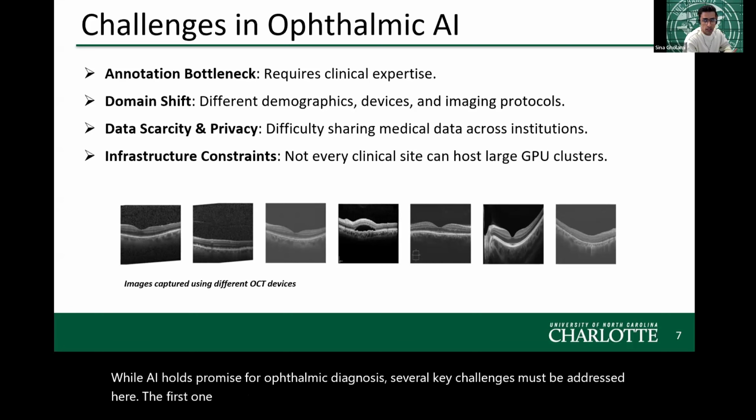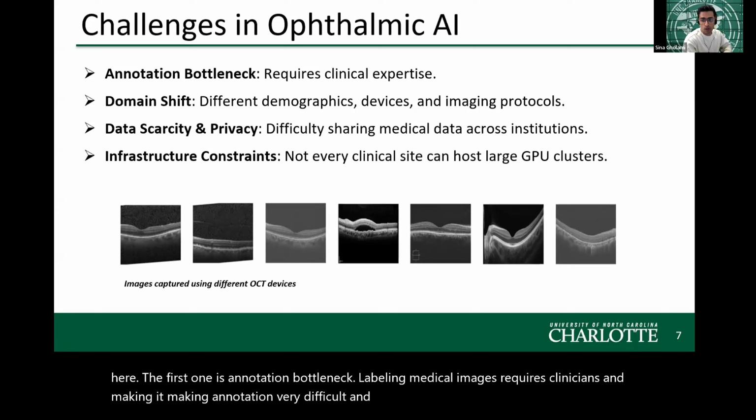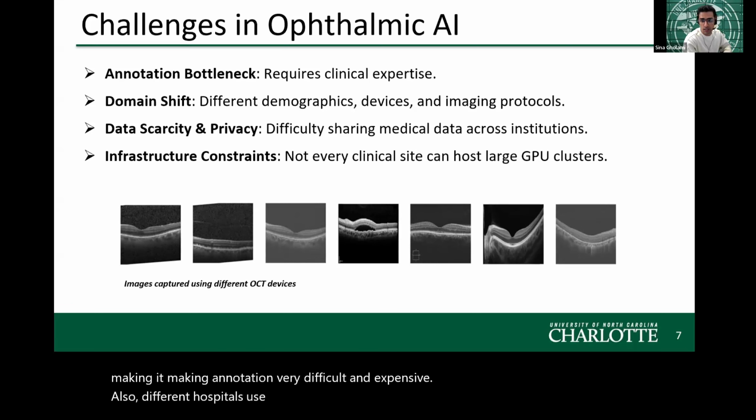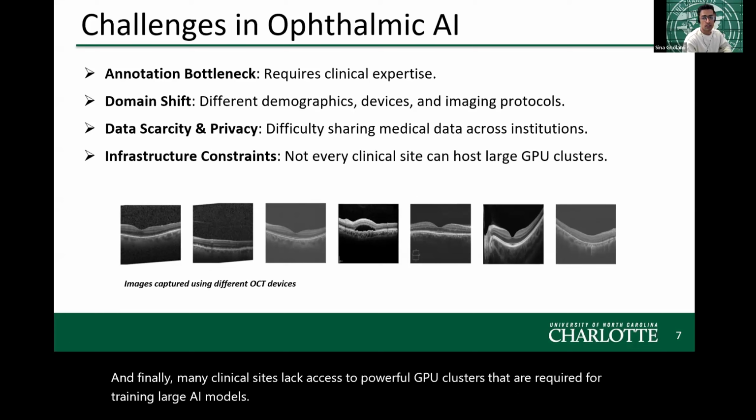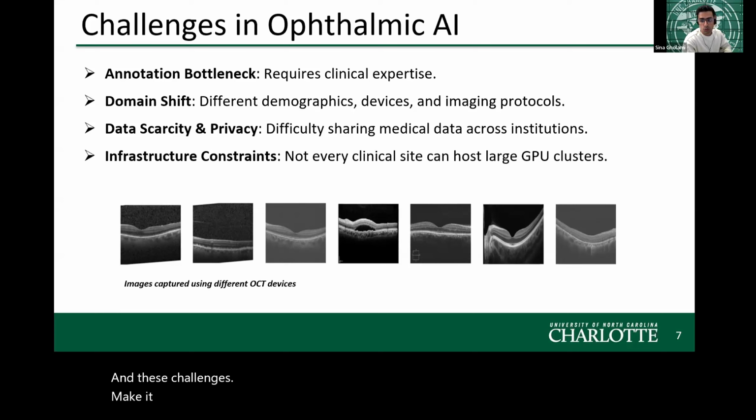While AI holds promise for ophthalmic diagnosis, several key challenges must be addressed here. The first one is the annotation bottleneck. Labeling medical images requires clinicians, making annotation very difficult and expensive. Also, different hospitals use different imaging devices and protocols, leading to inconsistencies in data that could lead to domain shift when we train AI models. And of course, sharing patient data across institutions is restricted due to privacy regulations. And finally, many clinical sites lack access to powerful GPU clusters that are required for training large AI models. These challenges make it difficult to develop scalable and powerful AI models.